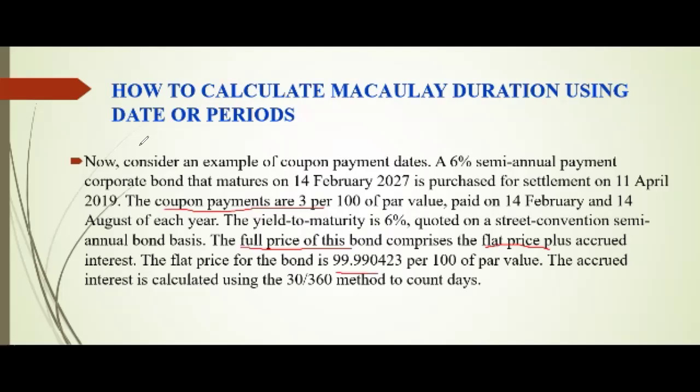The accrued interest is calculated using the 30/360 method to count days. So this is the method that we use to calculate the days. Let's see how we do that.